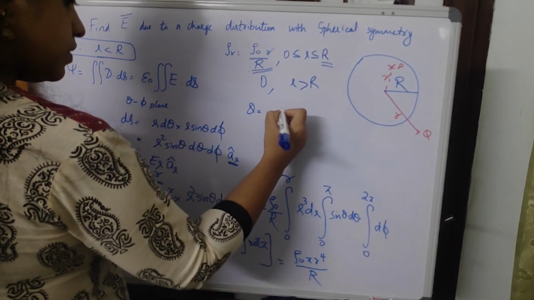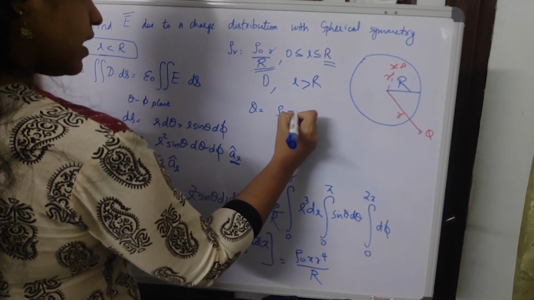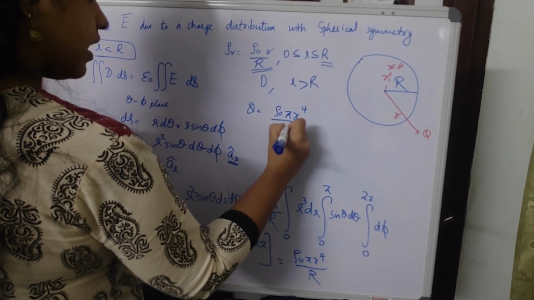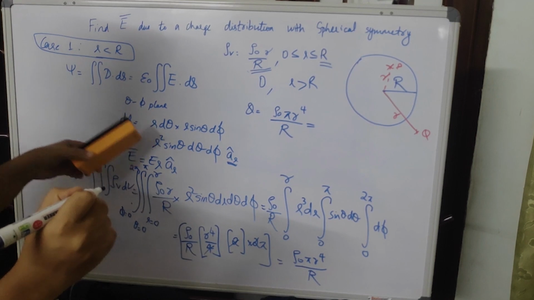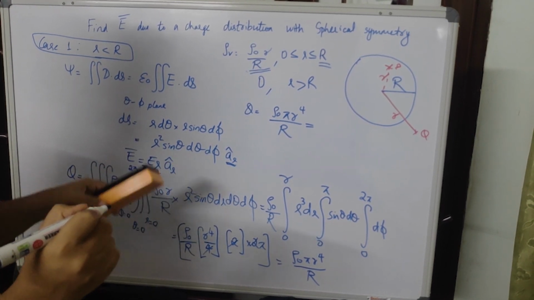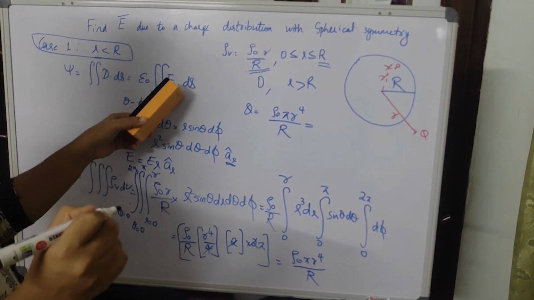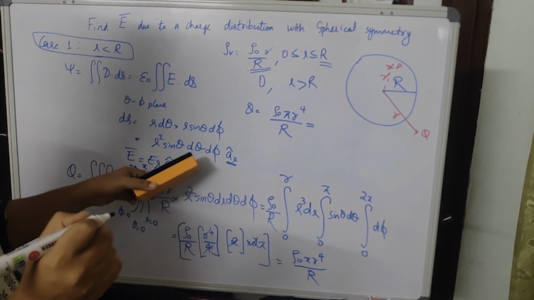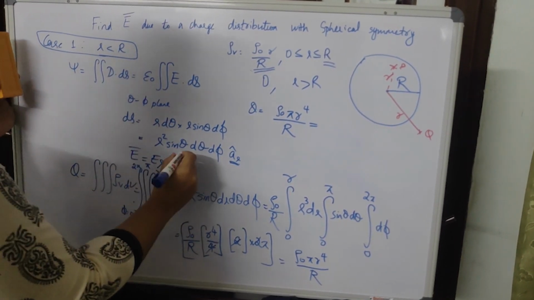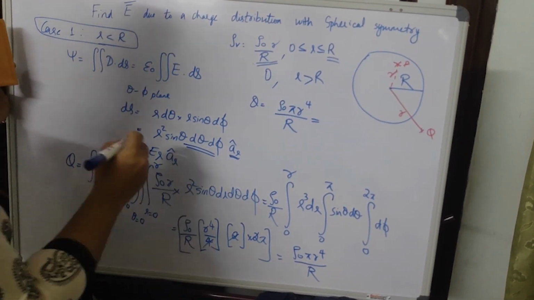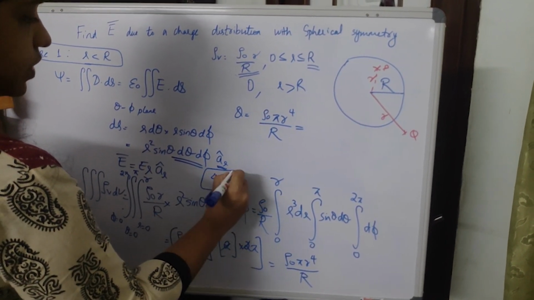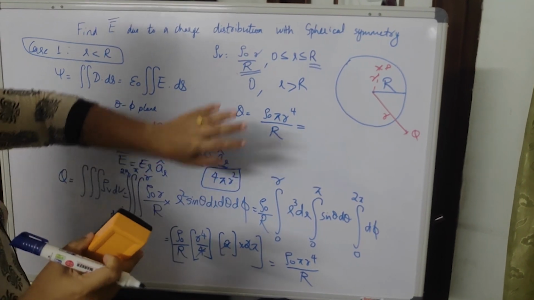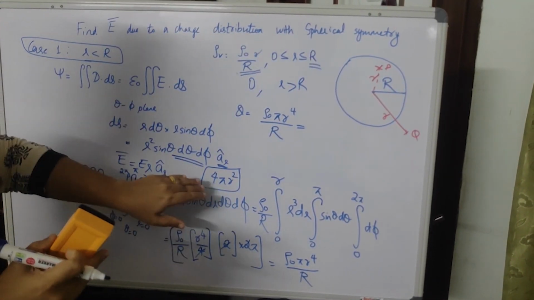Q is equal to rho naught pi r raised to 4 by R, which is equal to the surface integral of D dot dS. We have got till this, and again you have to integrate this. On integrating, you can get the value as 4 pi r square. If you want, you can do it. Otherwise, you already know the surface area of a sphere will be 4 pi r square.